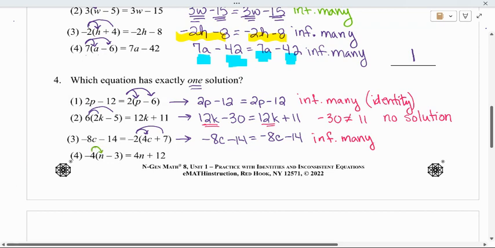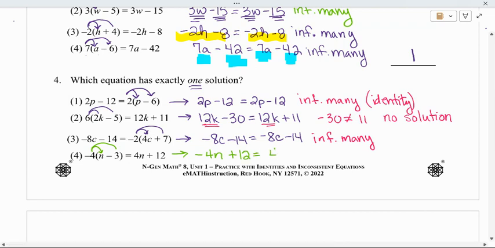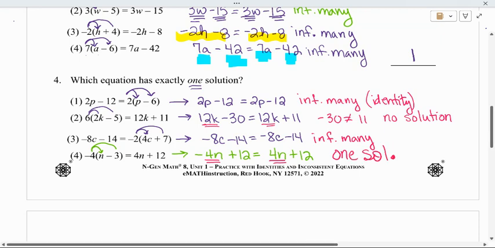Last one, let's see. When I distribute, I get negative 4n plus 12 equals 4n plus 12. Are the variable terms the same? No, the variable terms are different. Remember, when the variable terms are different, it doesn't matter what the constants are. If the variable terms are different, you're going to have one solution. And that's it. So the only one that has one solution is number 4. Example number 4.